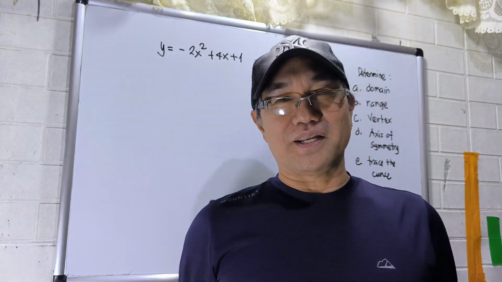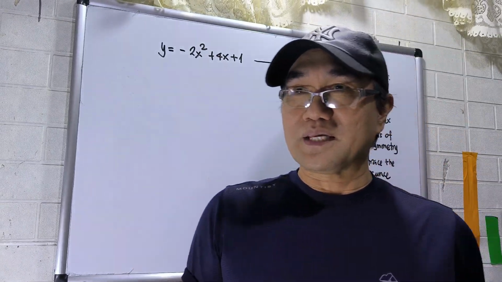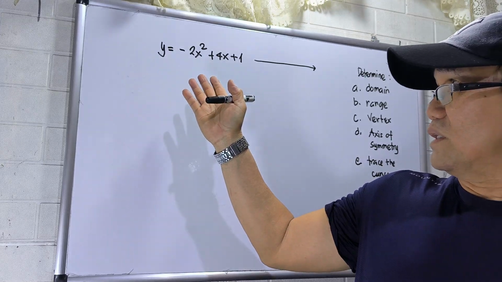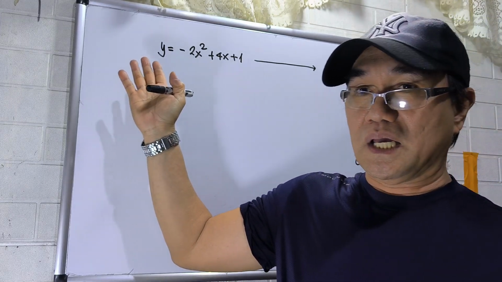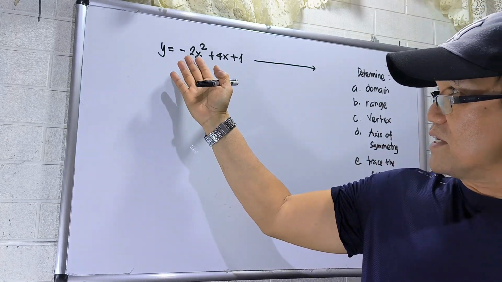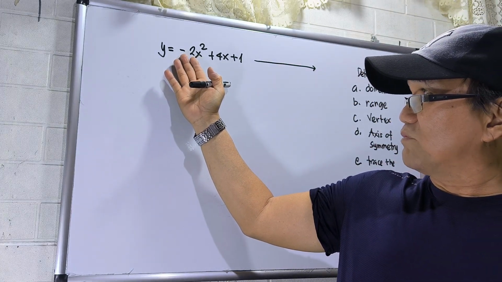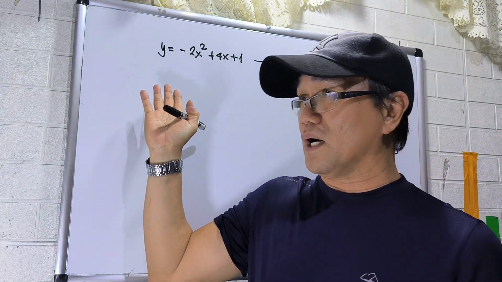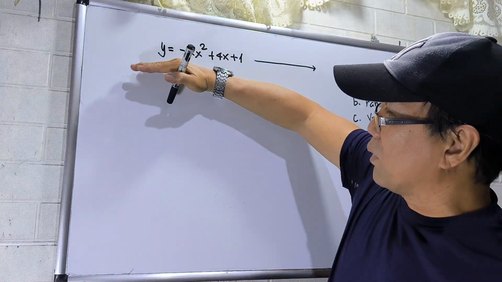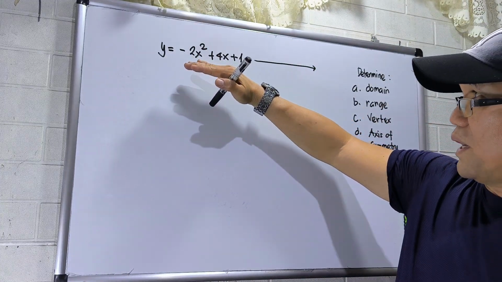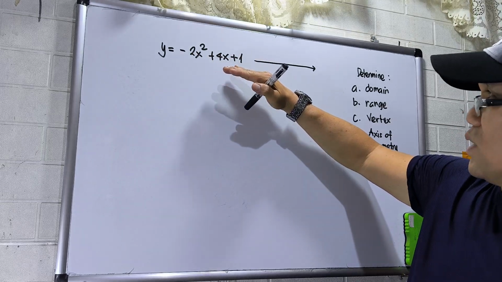Hello to everyone. My topic is about tracing the curve. Since we have x squared, this is a parabola. And as what I see, there is a negative of the first term, meaning this is a parabola opening downward. Okay? So I have here y is equal to negative 2x squared plus 4x plus 1.